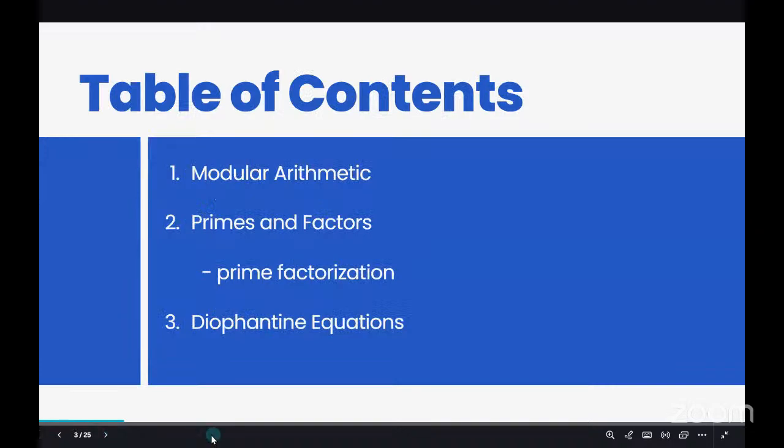So the table of contents for this meeting is we'll be going over modular arithmetic, and then we'll be going over prime factors, including prime factorization, and we'll be looking at some contest questions for those. And finally, the Diophantine equations. Yajat will go over that near the end.